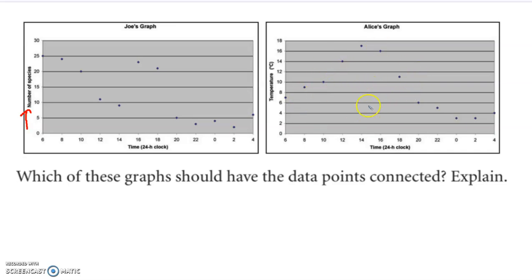Whereas in Alice's graph, we have temperature, which can be represented with decimals. You can say I have 4.4 degrees, I have 10.8 degrees, and time can also be represented with a decimal. So really, every value between these points could exist.